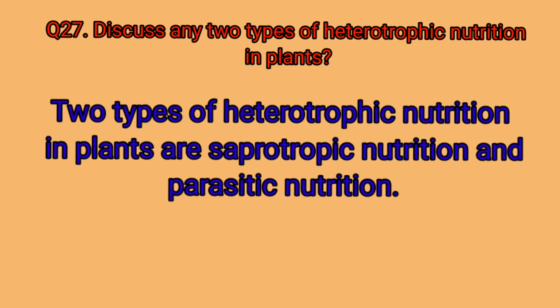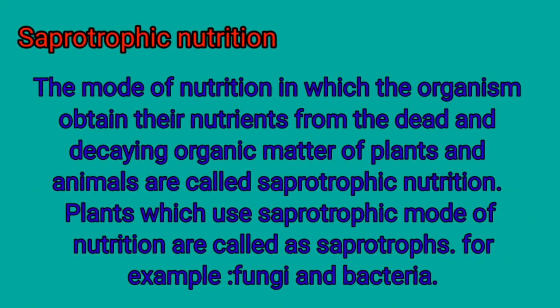Discuss any two types of heterotrophic nutrition in plants. The answer is, two types of heterotrophic nutrition in plants are saprotrophic nutrition and parasitic nutrition. Saprotrophic nutrition: the mode of nutrition in which the organisms obtain their nutrients from the dead and decaying organic matter of plants and animals is called saprotrophic nutrition. Plants which use the saprotrophic mode of nutrition are called saprotrophs. For example, fungi and bacteria.